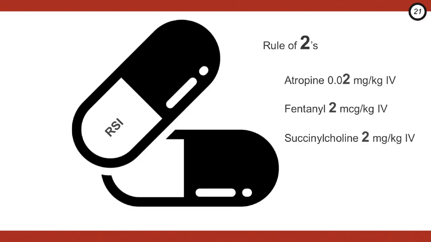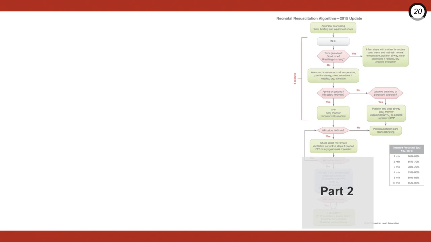What about RSI medications? Although it's not always feasible, it has been shown to improve intubation success and decrease complications. It's easy to remember the rule of twos. Atropine 0.02 milligrams per kilogram, fentanyl 2 micrograms per kilogram, and succinylcholine 2 milligrams per kilogram.